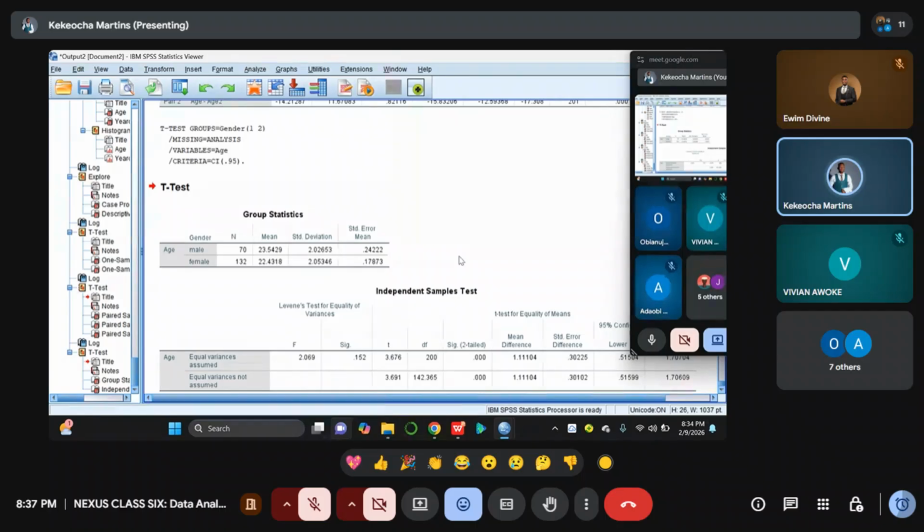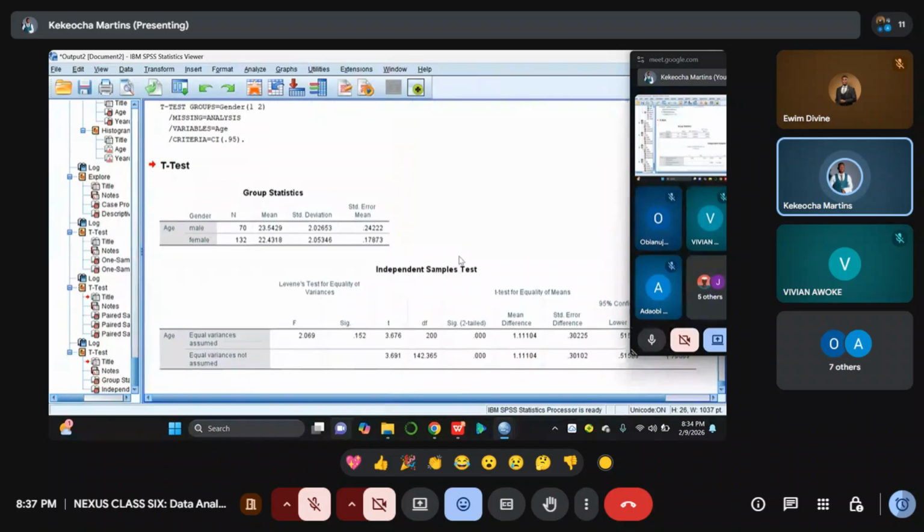So when you click OK, you have your statistics out for you. So people that are male, the mean age is 23.5 whatever. The mean age for people that are females is 22.4. It has told you, okay, look at what is happening between them. Now, how can you interpret this table? There are two things you have to look out for.